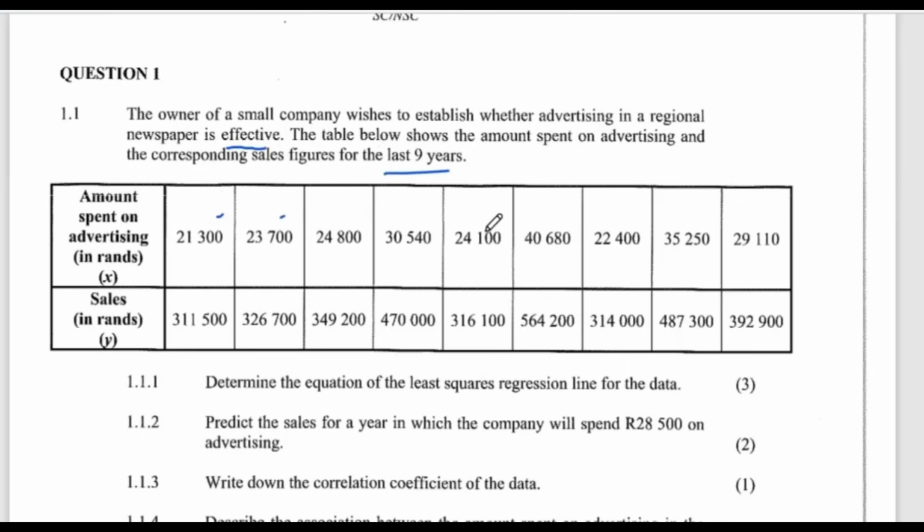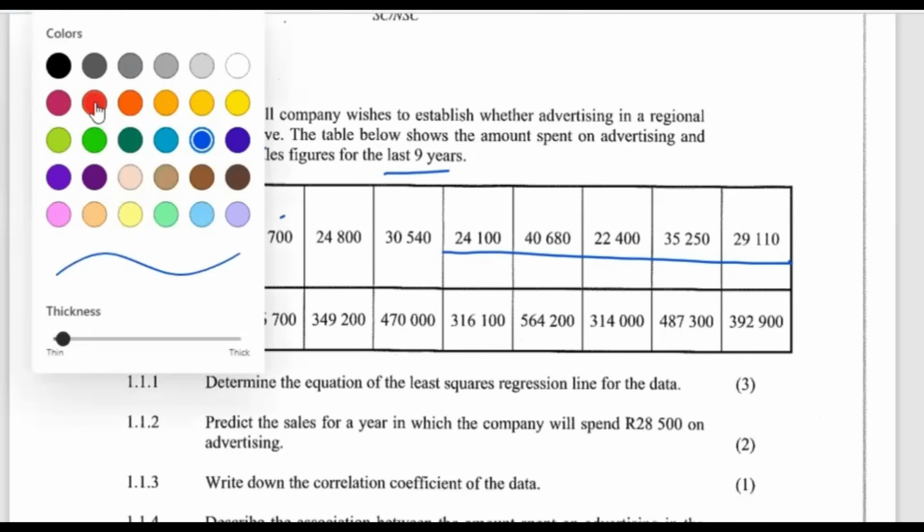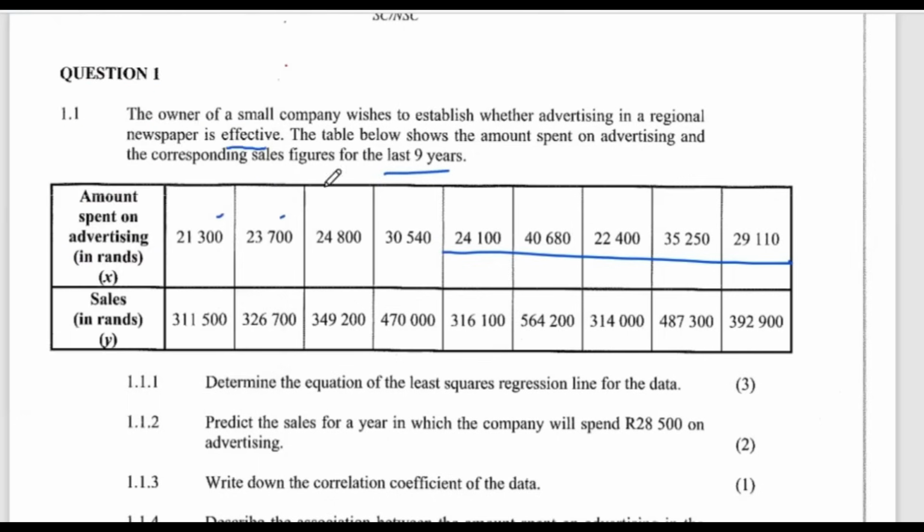So this is how much was spent on advertising. And then these are the sales, like the outcomes of the advertising after the advertising was done. Okay. So usually the values in the top row will always represent the X. In this case, those are the X values, and then these are the Y values as well.